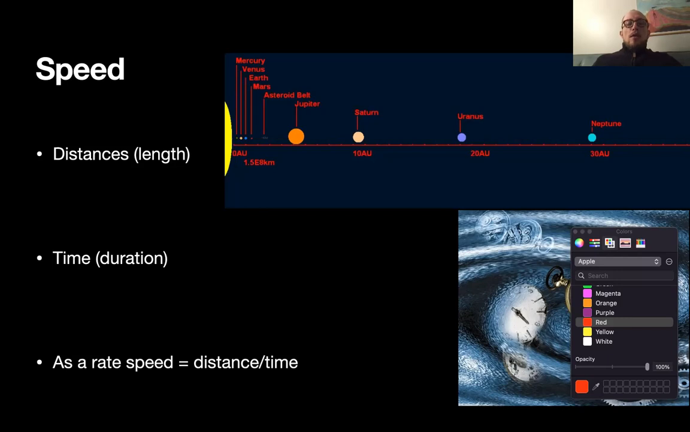And so we think of speed as a rate, which is the distance divided by time. We'll use different manipulations of this definition, that speed is distance divided by time, throughout this class to get more information about various situations.